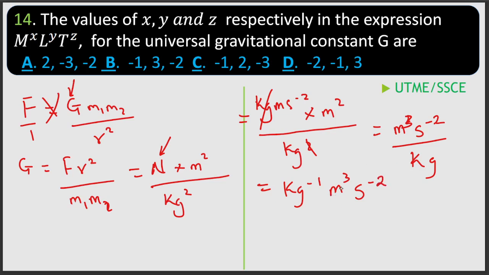So once you get the unit, it becomes very easy to get the dimension, right? I know that the dimension for kg is capital M to the power of minus 1, and then I have capital L raised to power 3 and capital T raised to power negative 2. So this is what we've got. That means x, y, and z will be minus 1, 3, and minus 2. So which option? Option B is the correct option.